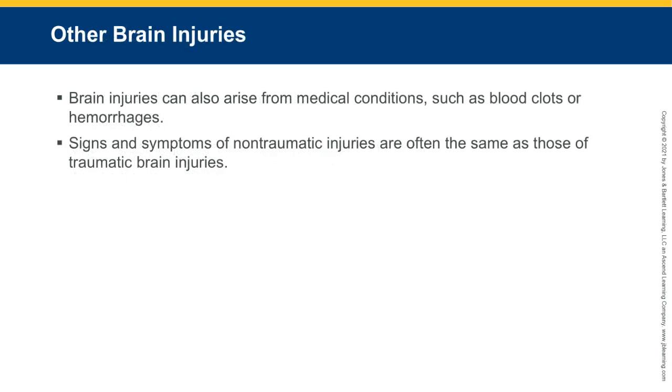Brain injuries can also occur due to medical conditions such as blood clots or hemorrhages. Non-traumatic brain injuries often present with the same signs and symptoms as traumatic brain injuries, including altered mental status, headache, and neurological deficits.